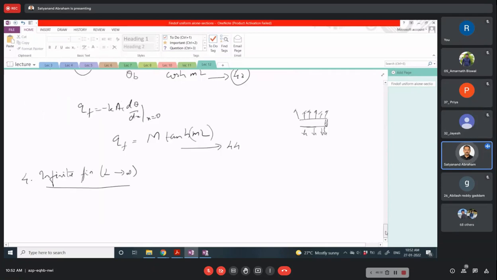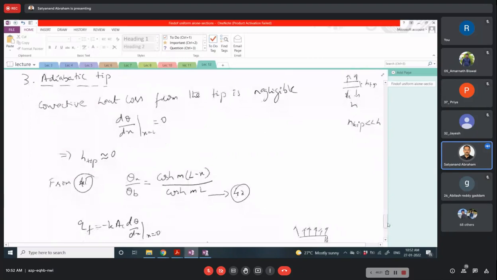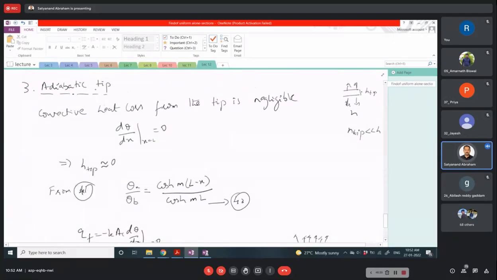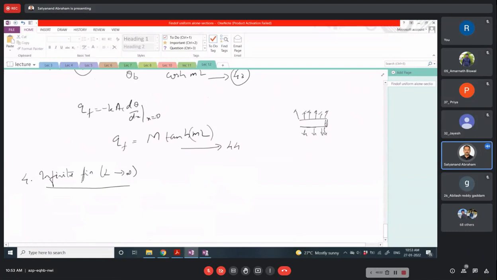The adiabatic tip is also an important boundary condition, not from a practical point of view, but it gives us so much idea of what the length should be and what the best condition is. Those things we will see later. If you are wondering what the need for an adiabatic tip is, it is more of an academic interest, so that we make something a base for comparison to see the performance of other fins. The adiabatic tip as well as the infinite fin are both kind of a baseline so that we can compare with other fins.